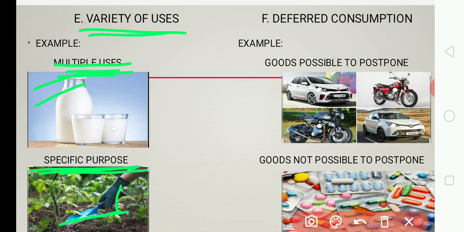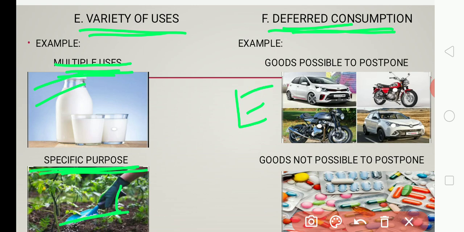So the next one is deferred consumption. Deferred is nothing but postponing, delay, postpone. That is deferred consumption. When there is a possibility of postponing the use of a particular good, demand for that good will be elastic.